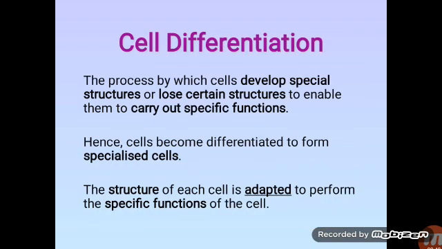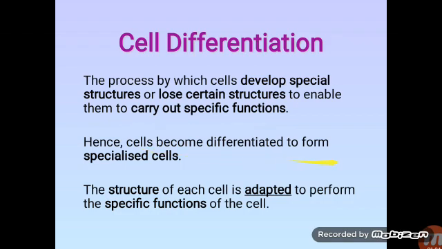So start with cell differentiation. So what is cell differentiation? Cell differentiation is a process by which a cell develops special structures or loses certain structures to enable it to carry out a specific function, in which one cell is differentiated into multiple types of cells in our human body, and this process occurs multiple times in the zygote.